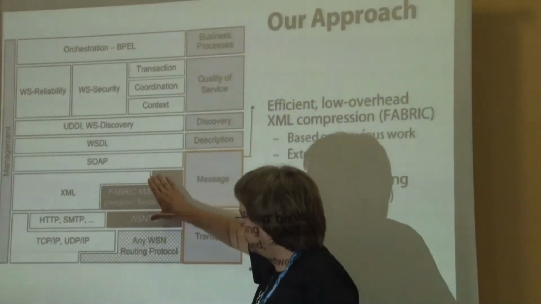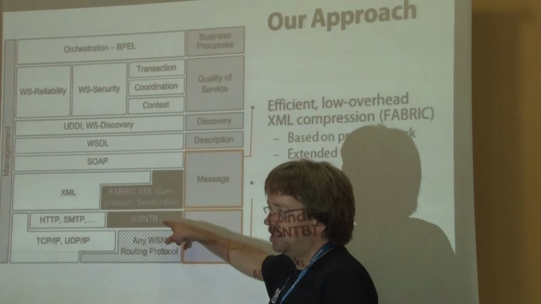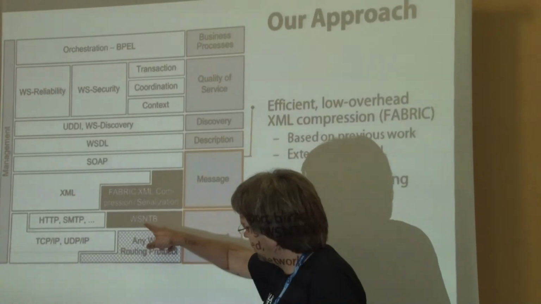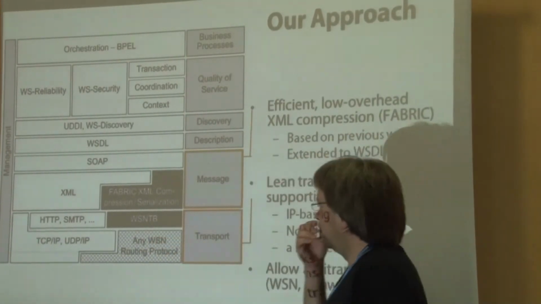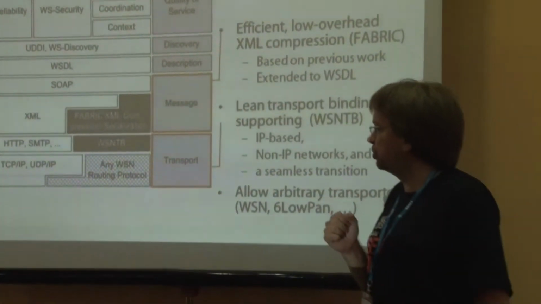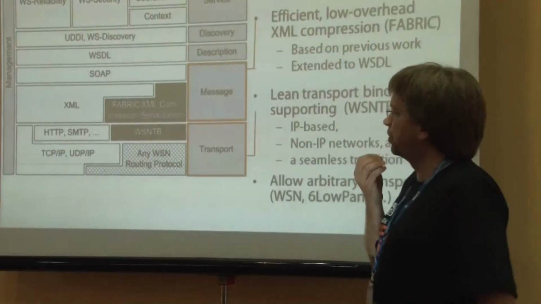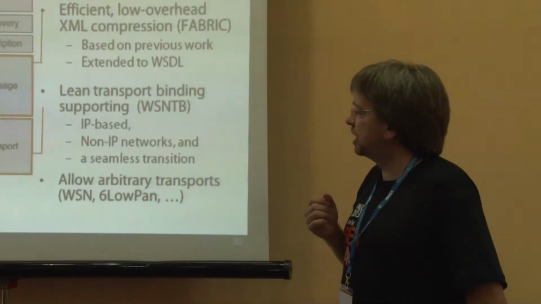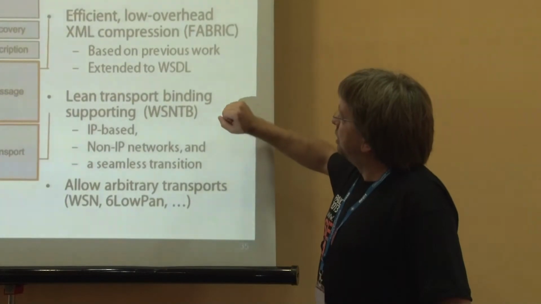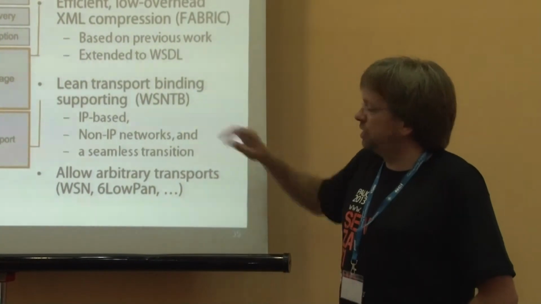So, how does our approach look like in this area? Well, we have made two things. We have invented a new transport protocol, which here just says wireless sensor network transport binding, and the final name then was LTP, lean transport protocol. We'll talk about this a little more. And we have a compression serialization algorithm implemented, and I'll briefly talk about this on one slide and this on a few more slides. So efficient low overhead XML compression and a lean transport binding.